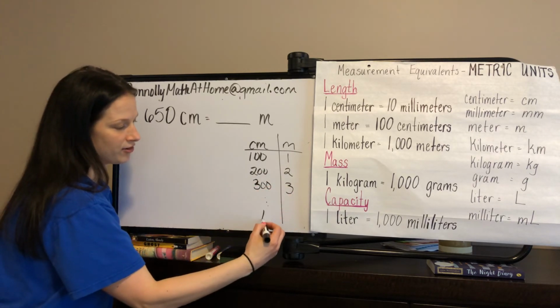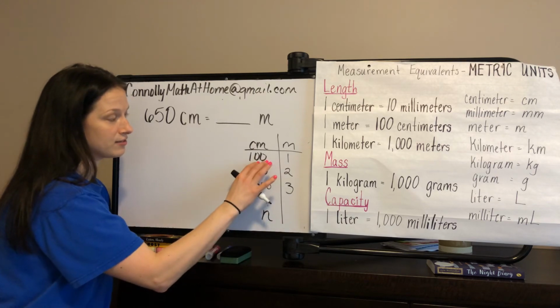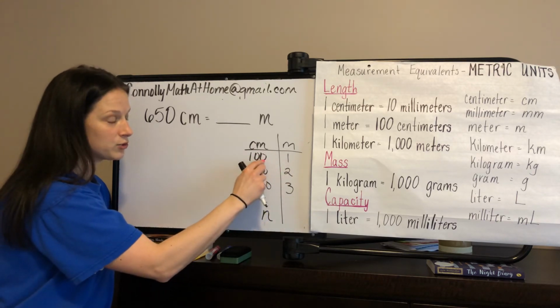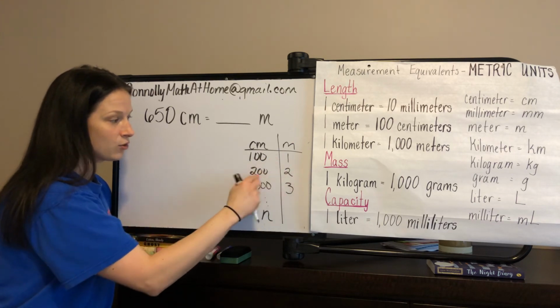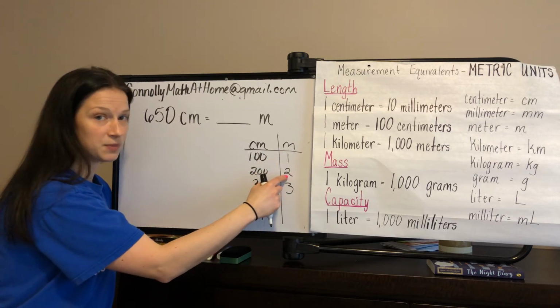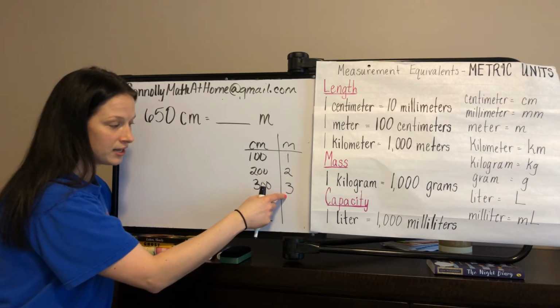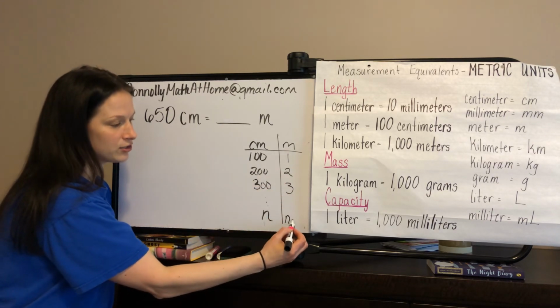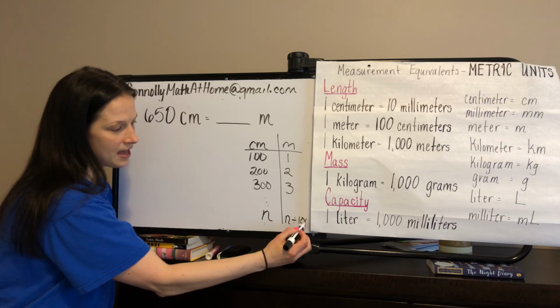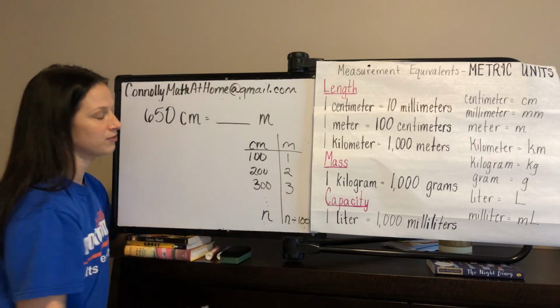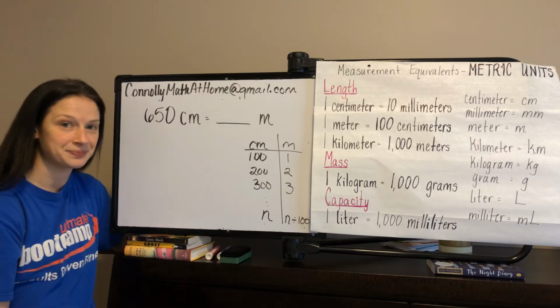And then you try to figure out what's going on. How do I figure out how many meters I have if I have 100 centimeters? What do I do to this number to get here? What do I do to this number to get here? It's going to be the same thing every time. And what do I do to 300 to get to 3? So the rule, I'm sure that you're discovering, is n, any number, gets divided by 100, and that's how we figure out how many meters we have.